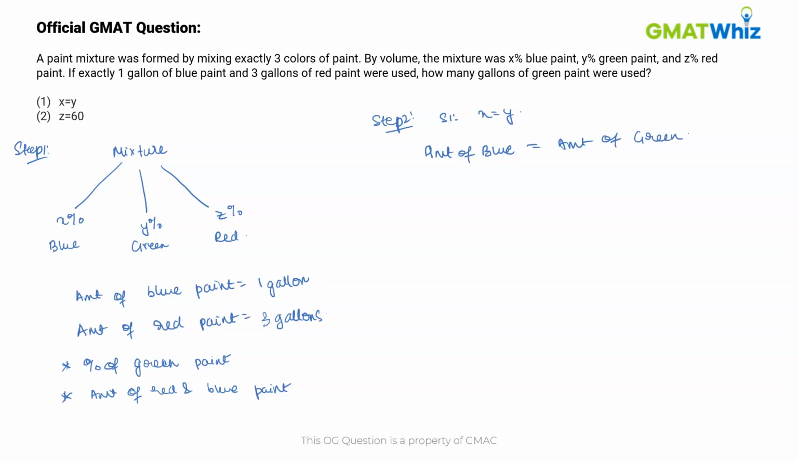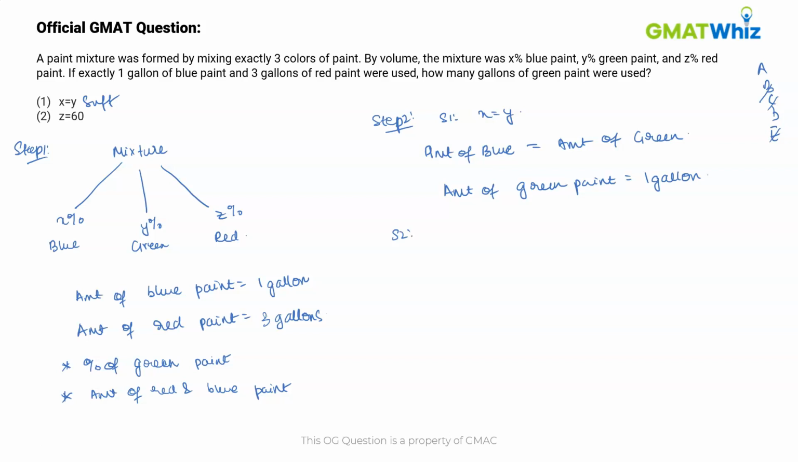Now from step 1, we know that the amount of blue paint is 1 gallon, and after substituting this value, we can infer that the amount of green paint that was used in the paint mixture is equal to 1 gallon as well. Hence, statement 1 is sufficient, and out of the given options, we eliminate options B, C, and E. We now check the sufficiency of statement 2.